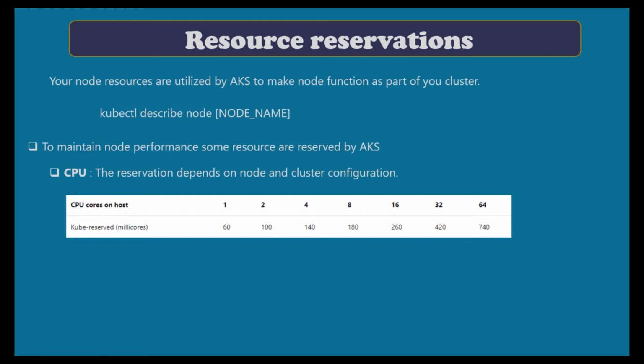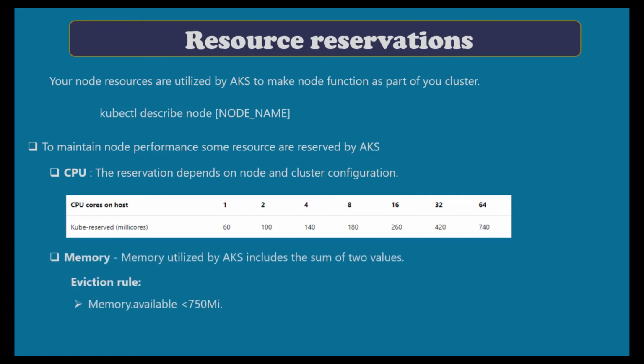The memory utilized by AKS includes two values. One is the eviction rule. If the memory available is less than 750 millicore, then the daemon will kill running pods on that node and make 750 millicore available to perform your node.